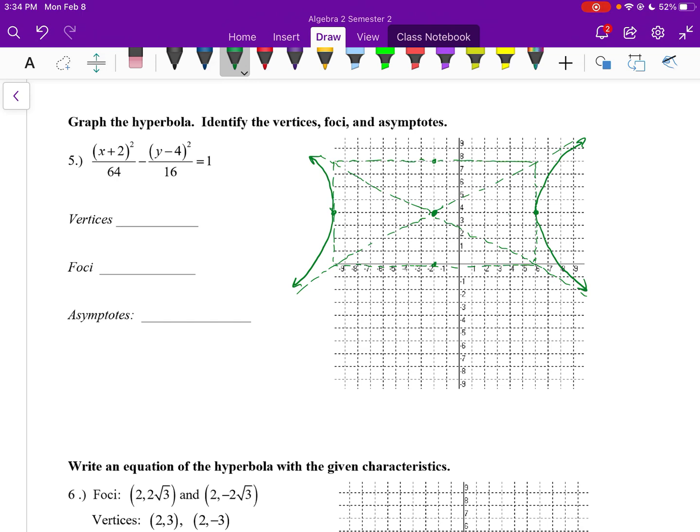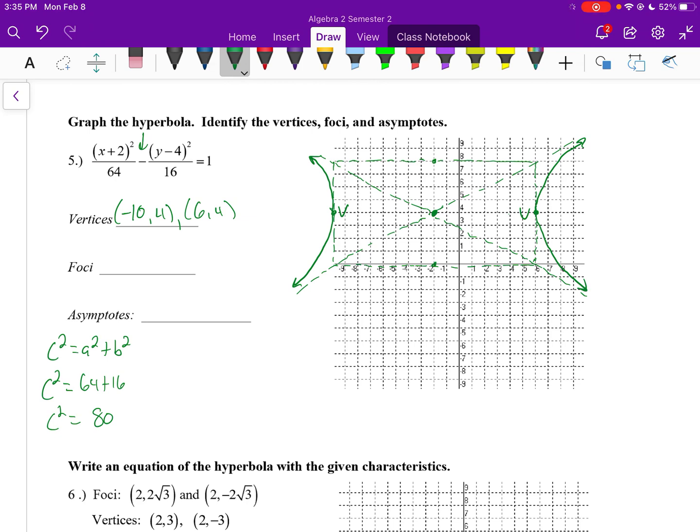Now, when it comes to the vertices of a hyperbola, those are the points that the two branches actually go through. So in this case, we got negative 10, 4 and 6, 4. Foci, we're going to have to figure those out. So c squared is equal to a squared plus b squared in this case. Again, opposite of the standard form. So c squared is equal to 64 plus 16, which will get us a c squared value of 80.